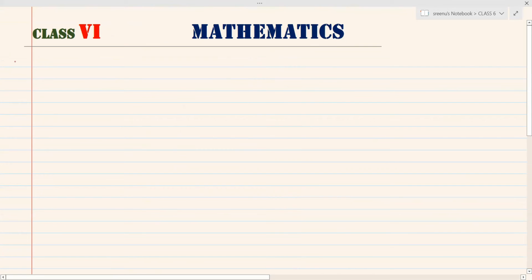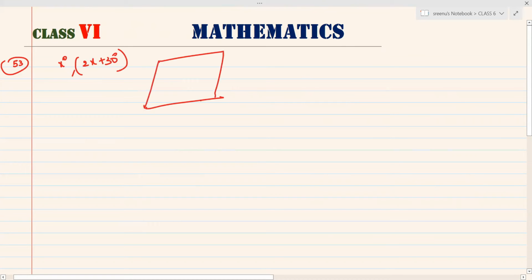53. The adjacent angles of a parallelogram are x degrees and 2x plus 30. Again, the same problem. The sum of adjacent angles is supplementary, equal to 180. AB is 180, BC 180, CD 180, DA 180.